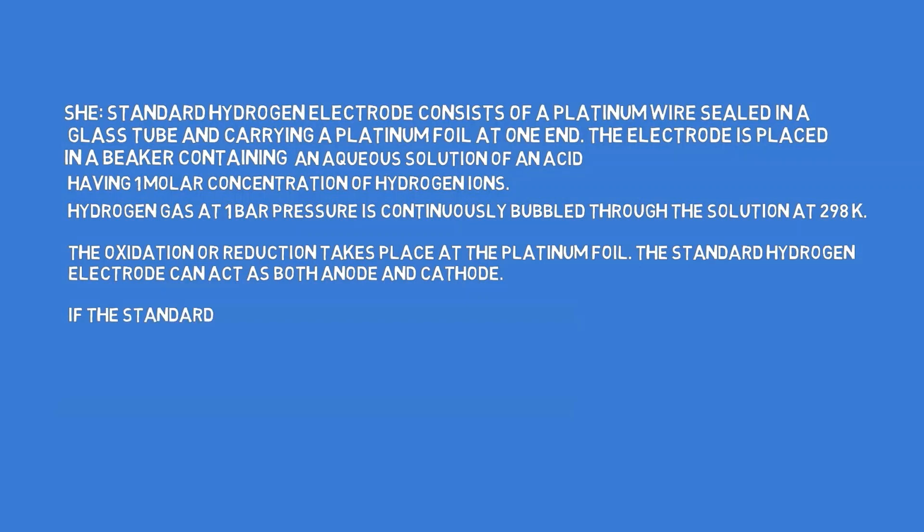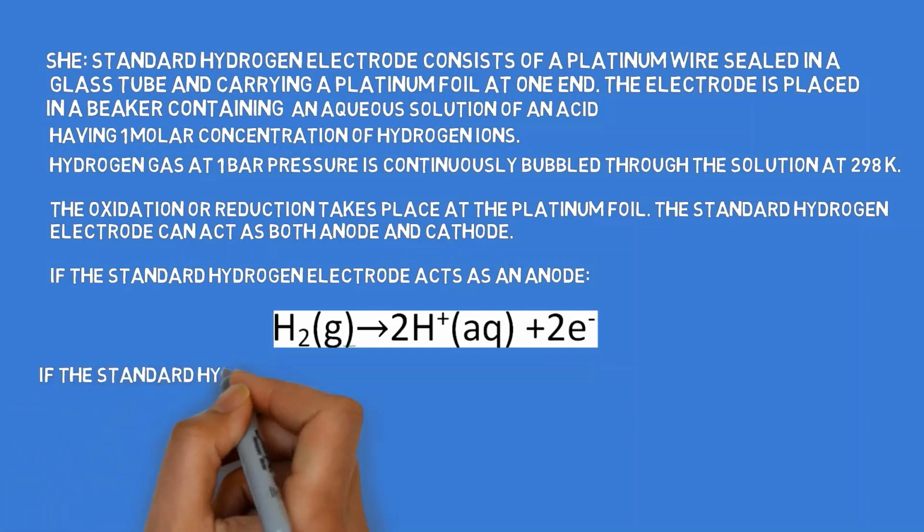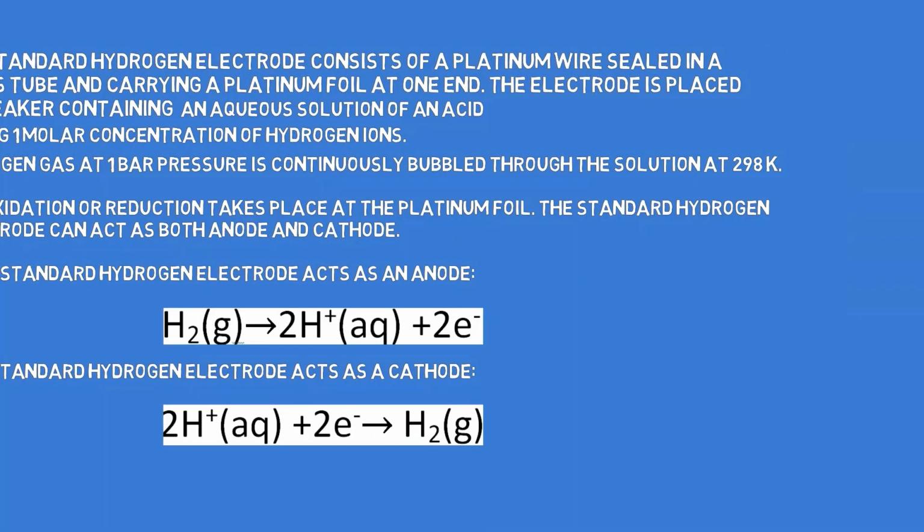If the standard hydrogen electrode acts as an anode, H2 gives 2H+ plus 2e-. If the standard hydrogen electrode acts as a cathode, 2H+ plus 2 electrons produce H2 gas.